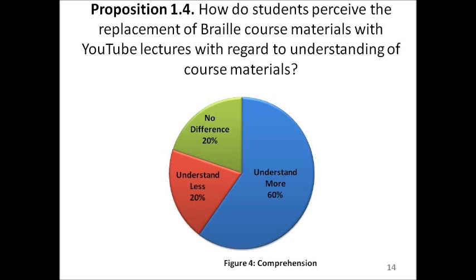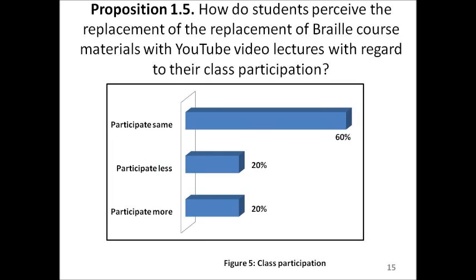Then we asked about the understanding of the course materials in online videos in comparison with the Braille materials. 60% of the blind students respond positively to the online videos. However, 20% feel that they didn't understand much in the online videos as compared to the Braille course materials. But 20% of the blind students feel that the Braille materials and the online videos play the same role in understanding.